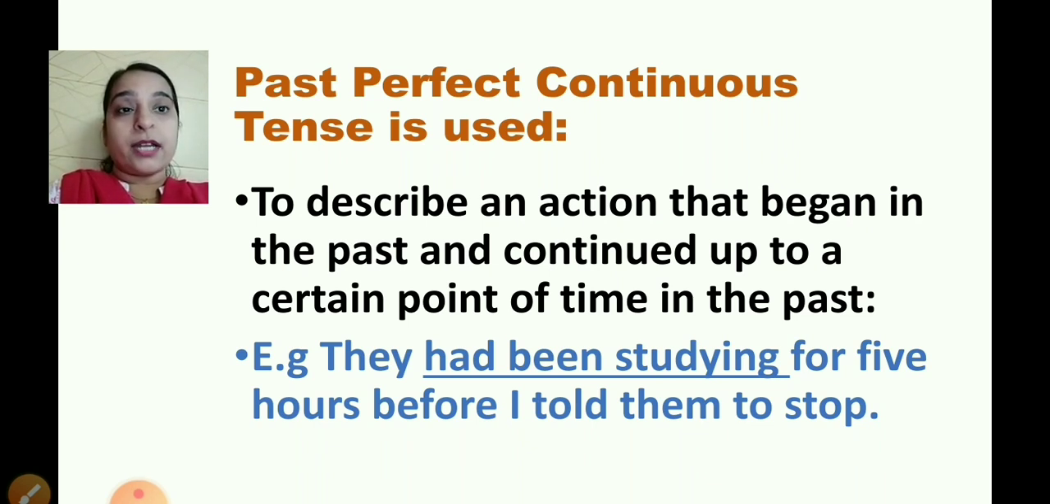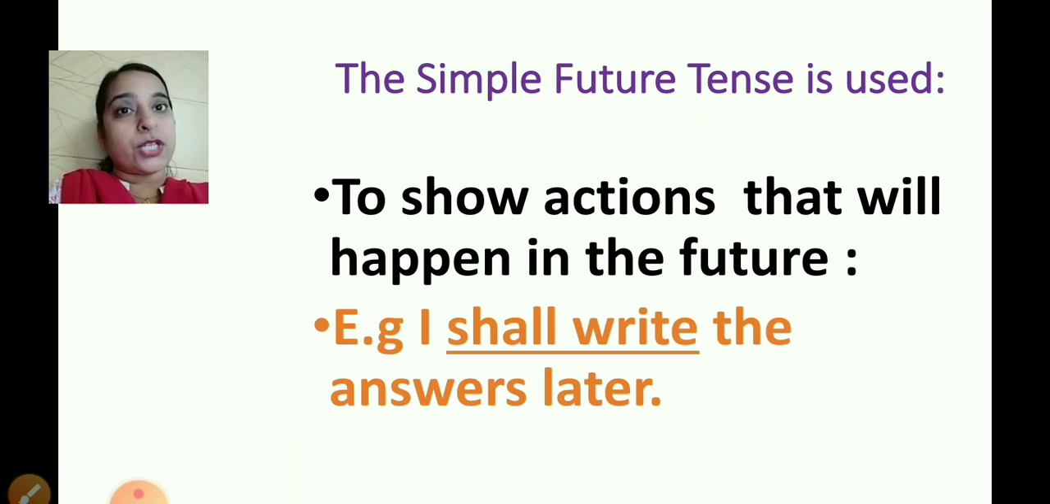So with past perfect continuous, you have to use, children, had, been and ing to the verb. They had been studying for 5 hours before I told them to stop. So had been studying. For past perfect continuous, had, been and ing to the verb. Now children, simple future tense, to show actions that will happen in the future. I shall write the answers later. That is, it is talking about the action that will happen in the future. I shall write the answers later.